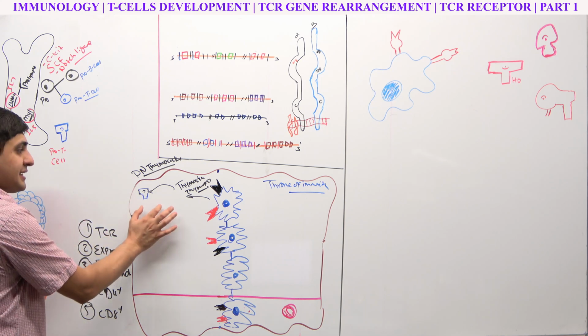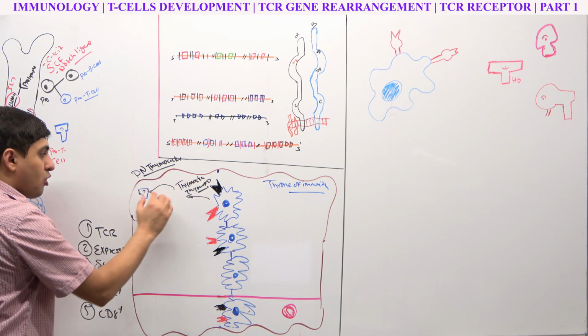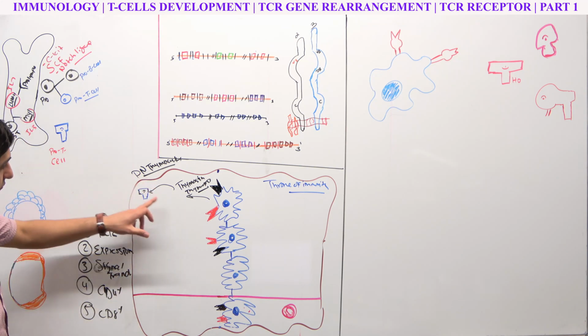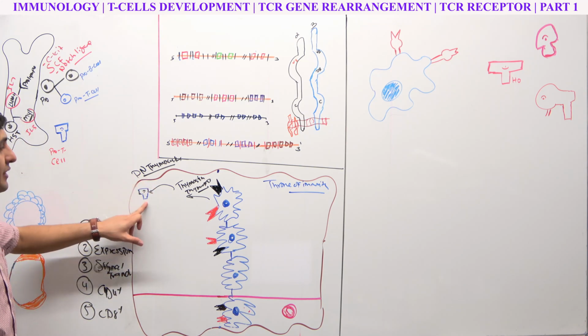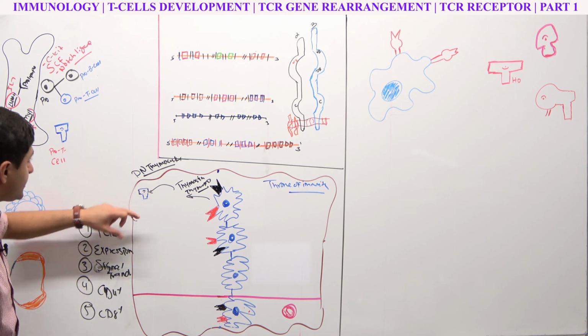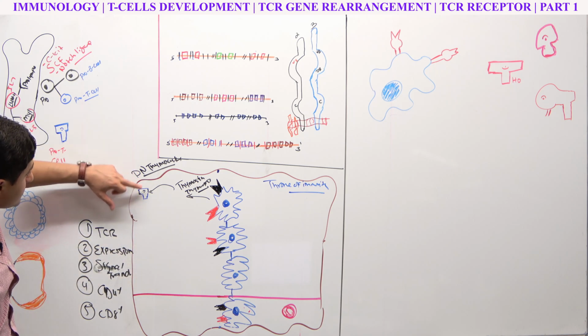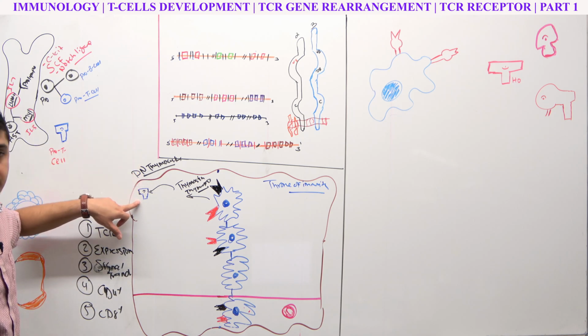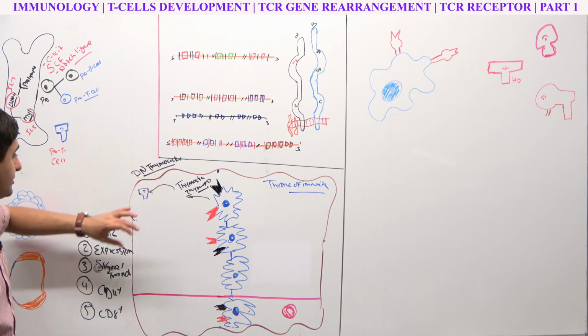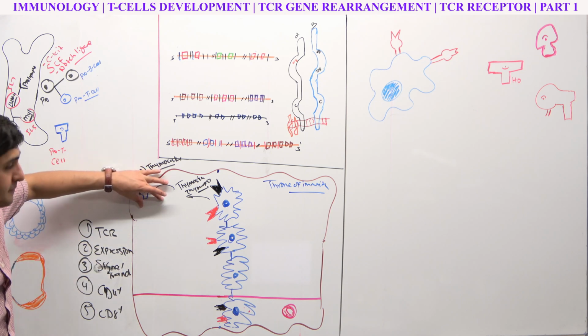So right now, these guys do not have any markers. Under the influence of this, what is going to happen here is that this could activate certain genes in these double negative thymocytes, or you can say pro T cells right now, right?